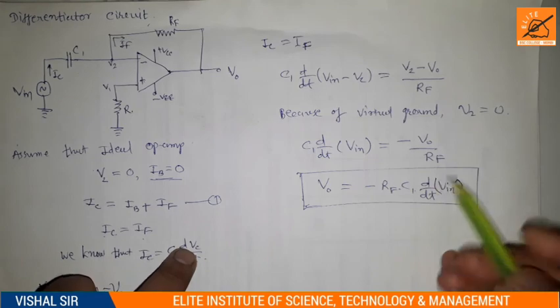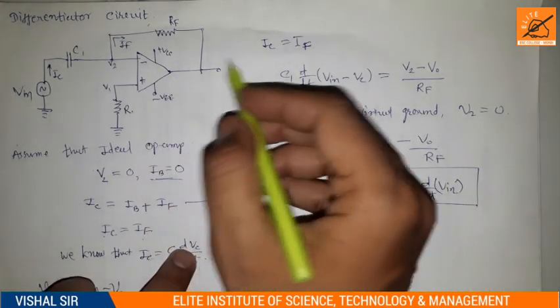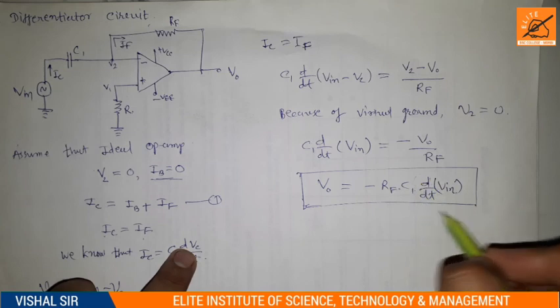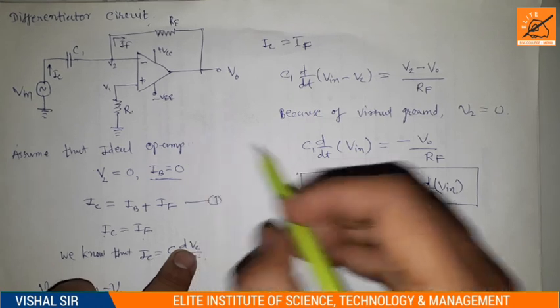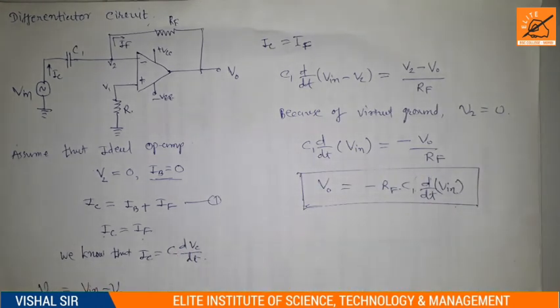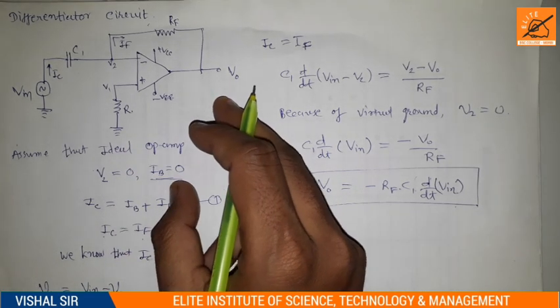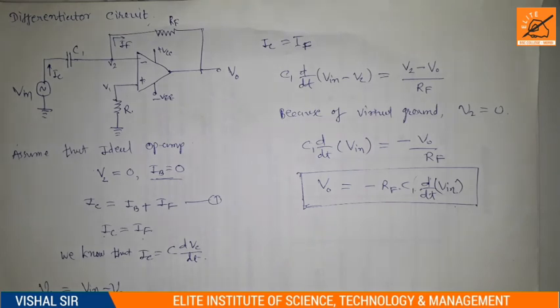Here we can see that the output of this differentiator circuit is the differentiation of the input voltage. So this way we can explain the differentiator circuit. Now if we apply a square wave at the input, then we can get spikes at the output, or triangular spikes in the output voltage. So this is the basic differentiator circuit.